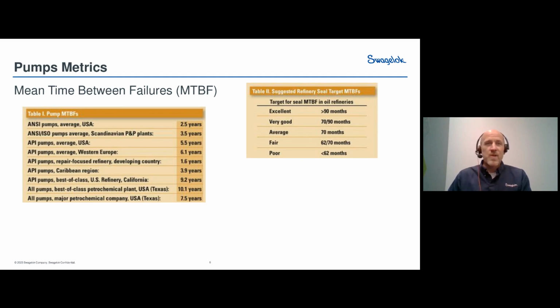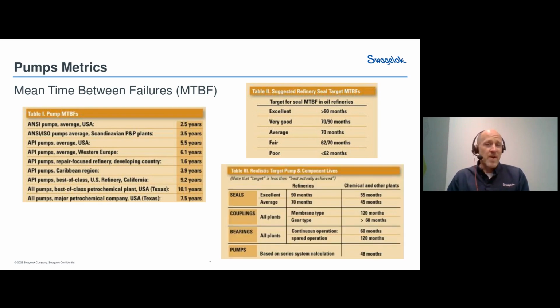Now, when we're looking at what is good, what is best practice, what is industry standard for mean time between failure for a seal, you could see that our average is about 70 months. So if we're really looking to target 6 to 8 years on a seal, that's really what we're looking to do. Get a good life out of that seal. Now, some 90 months, like for example, that best in class petrochemical plant. Again, they're well in excess of that 90-month target for being excellent. And then if you look down at the poor end of the scale, 62 months or about 5 years. If you're below that, you definitely have some room to improve. And there are ways that we can do that.